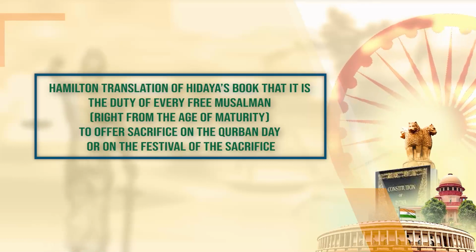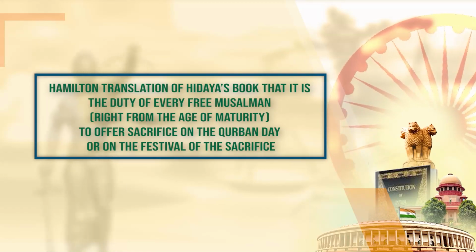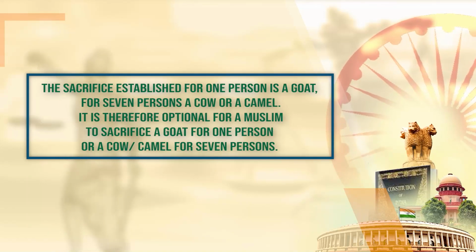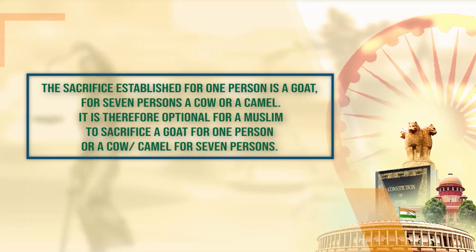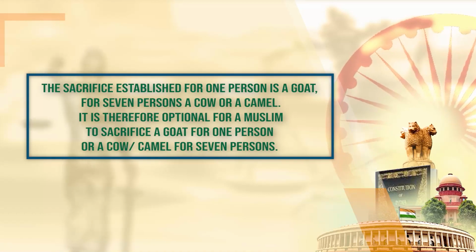We, however, find it laid down in Hamilton's translation of the Hidayah that it is the duty of every free Muslim who has arrived at the age of maturity to offer sacrifice on the Eid Qurban, or festival of the sacrifice. The sacrifice established for one person is a goat, and for seven, a cow or a camel. It is therefore optional for a Muslim to sacrifice a goat for one person, or a cow or camel for seven persons. So by interpreting this Hidayah, it is not written in the Holy Quran or Hadith, it is written in the Hidayah. It does not appear to be obligatory that a person must sacrifice a cow. The very fact of the option seems to run counter to the notion of an obligatory duty.